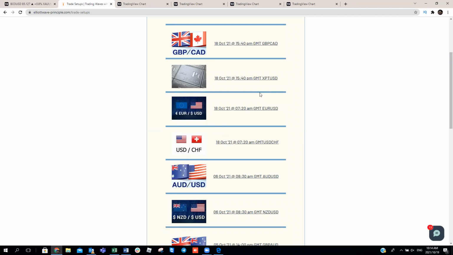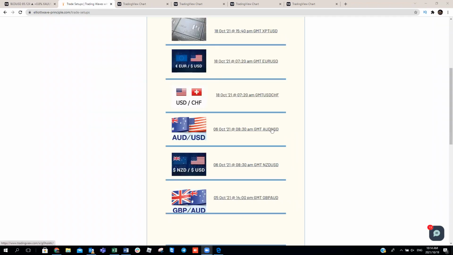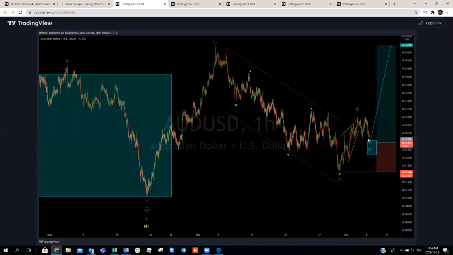Some of these trade setups we've posted, these ones are from the 6th of August. They're still playing out. That is Audi US dollar, New Zealand US dollar, and pound Audi. Let's have a look at these ones. So pound Audi is already done. Let's have a look at Audi US dollar. From there, looking for more upside. We're going to look at the US dollar pairs now. Just remember this one here. This was from the 6th. We're still expecting continuation to the upside as we've indicated.